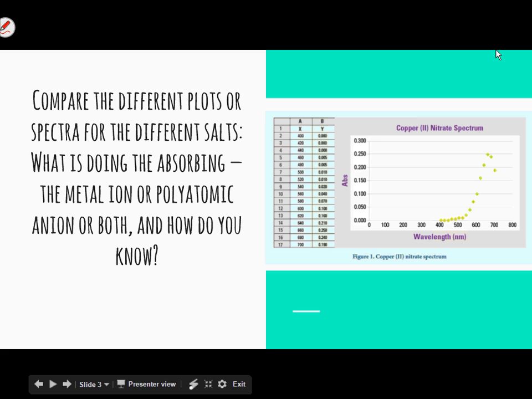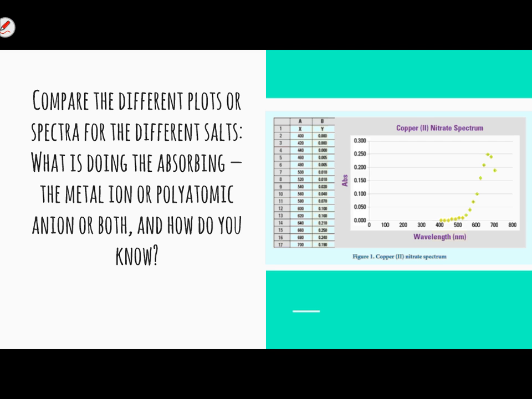Okay, so you can kind of see this graph here. This is copper 2 nitrate. Can you tell where the peak absorption is? Noticing that absorption is on the y-axis, wavelength is on the x-axis, and there's a little curve. Where is the peak? Say again? 650 what? Nanometers. What color light is that?